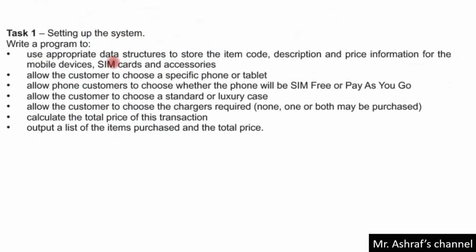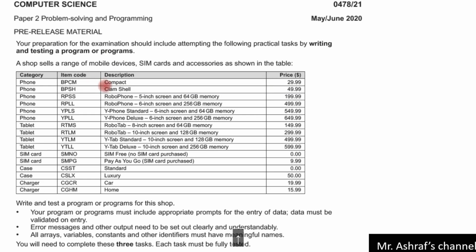Now we are done with point number 1 and point number 2. Now for point number 3, allow phone customers to choose whether the phone will be SIM free or pay as you go. You need to pay attention that it's only for phone customers. Phone customers here means only the elements from 1 to 6. So if the user chooses one of these, you will show the option to choose SIM card type here, because tablets do not have a SIM card.